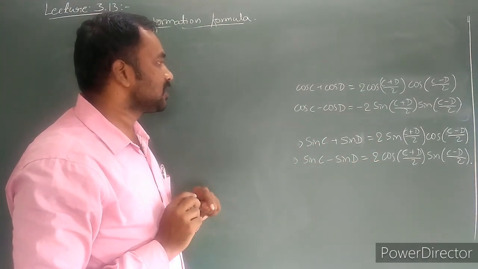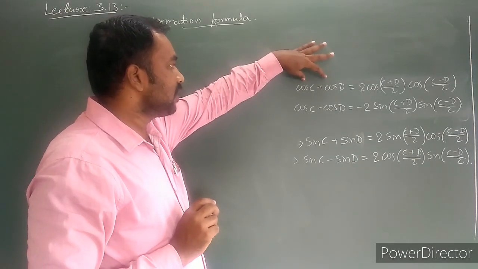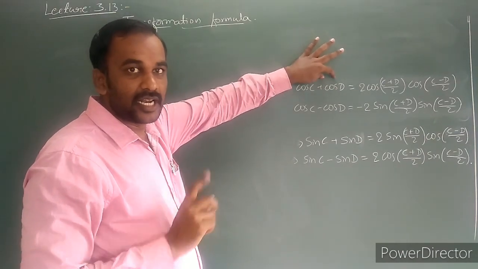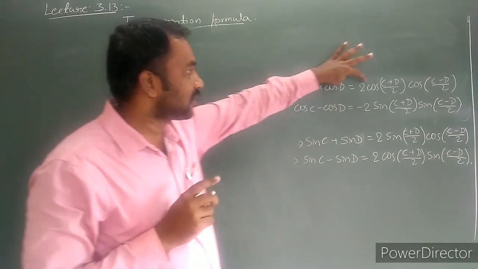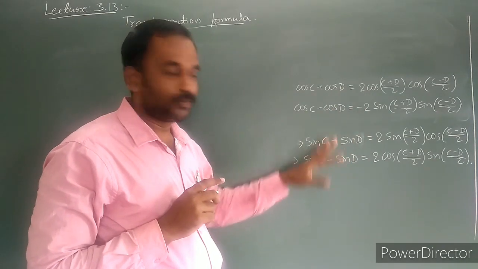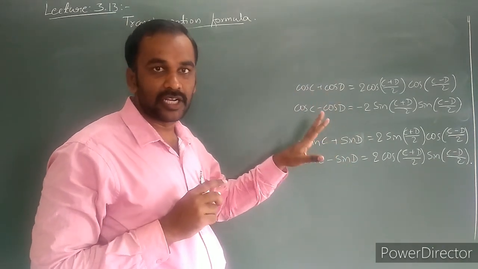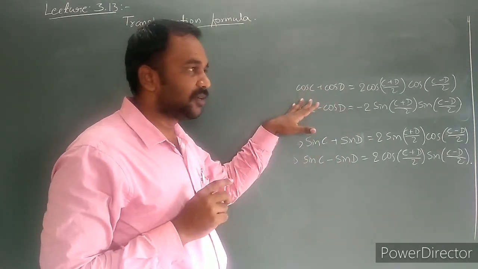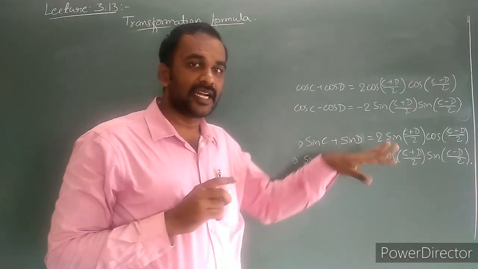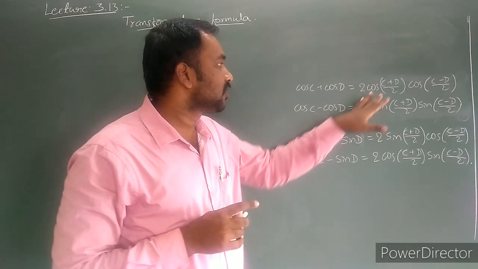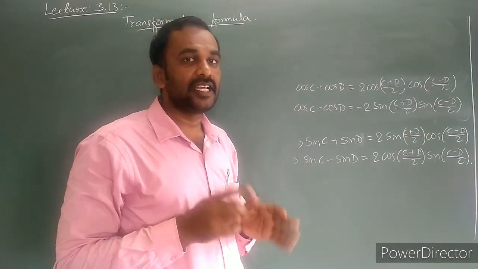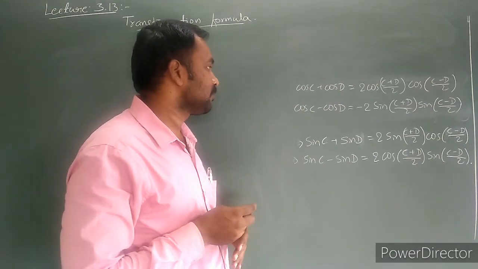Only thing is just remember, whenever you have cos C plus cos D on the left hand side, the right hand side also has the same ratio, cos only. 2 is common for all the 4 formulas, nothing to worry, just write the 2. Right hand side also we get cos only: cos of (C plus D) by 2, cos of (C minus D) by 2. I am just telling the hint to remember these formulas.